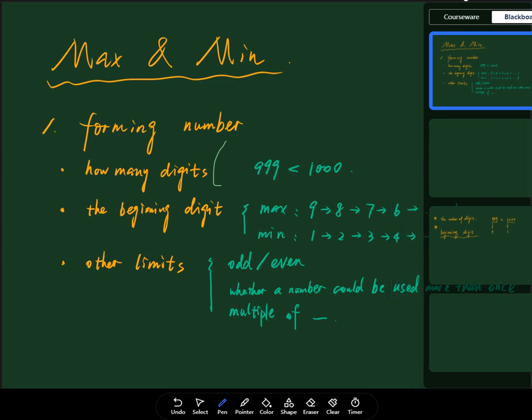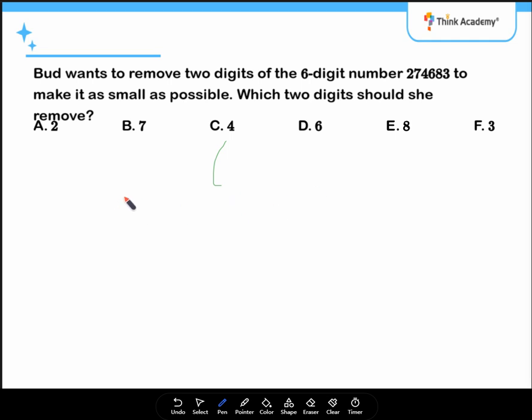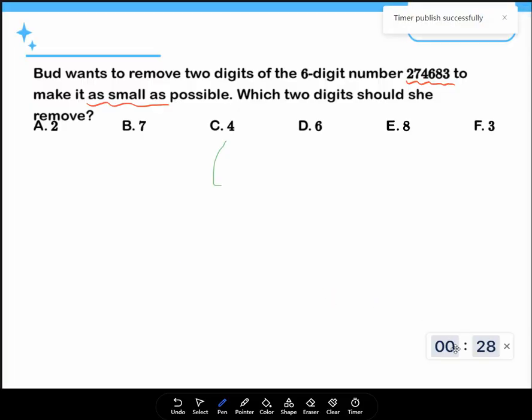That's fine. Okay? And the next one, let's move on a little bit faster. So still something about forming numbers, and Buzz wants to remove 2 digits of the 6-digit number 27465 and make it as small as possible. So which 2 digits should she remove? I will set a 30 seconds timer, and I guess that's enough for you to think about it. After 30 seconds, you can type your answer in the chat box. Before time's up, please just think.